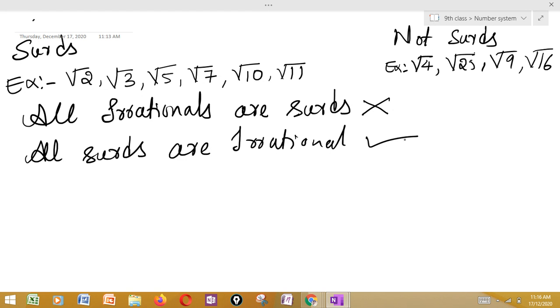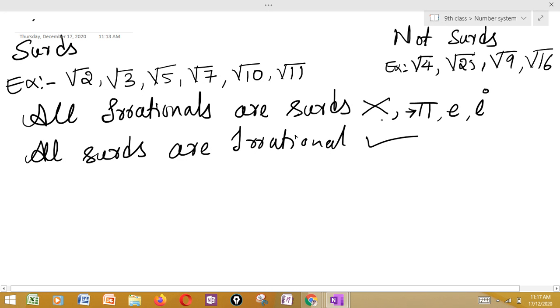What might be the reason that the statement all irrationals are surds is wrong, whereas all surds are irrational is true? Anyone can give the reason? We have already discussed in the previous classes when I was telling you about irrational numbers. I have given a few examples. Tell me a few more examples of irrational numbers. Pi, sir. Very good, pi.